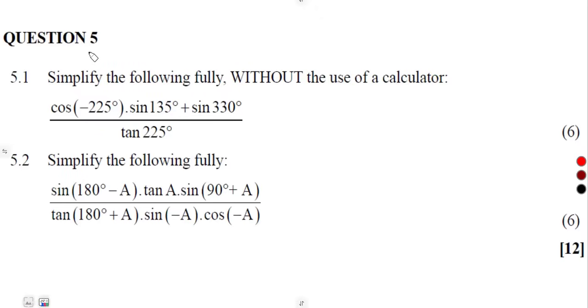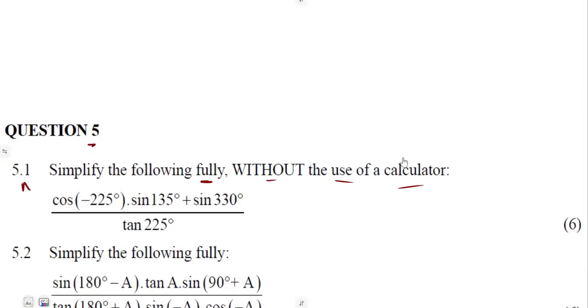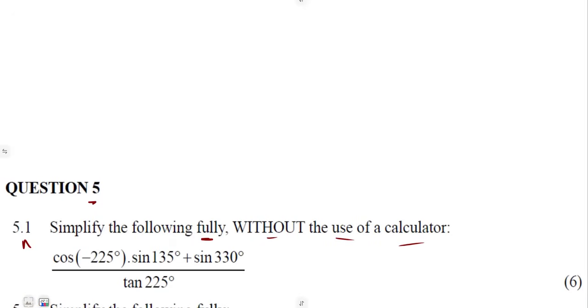So if we check our question number 5.1, we are being asked to simplify the following fully without the use of a calculator. All right. Thus, firstly, we have cos minus 225. All right, this is a negative angle that you have.